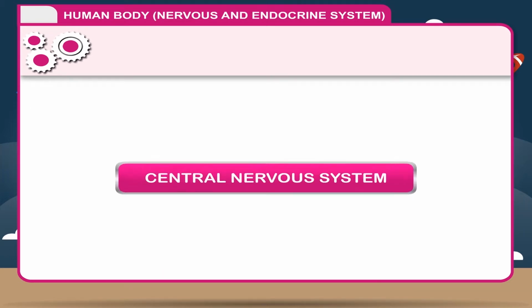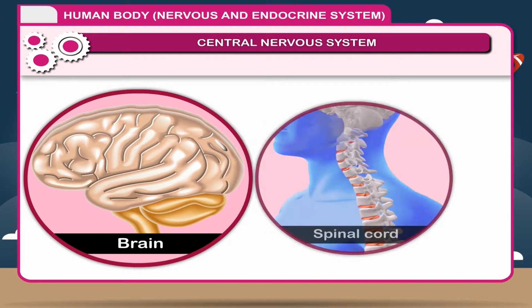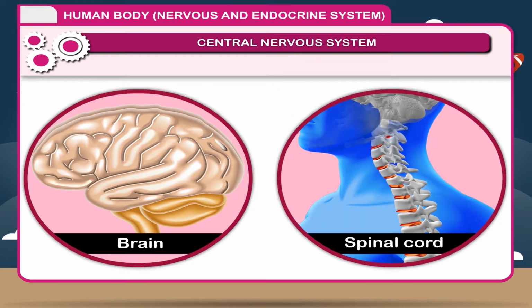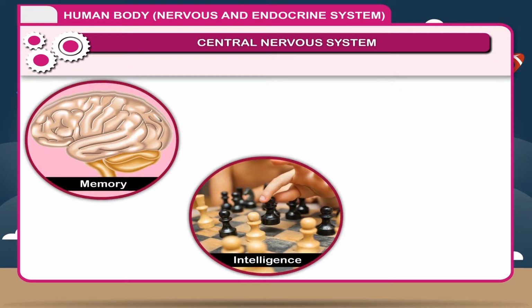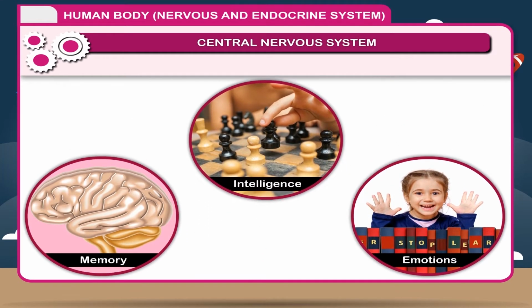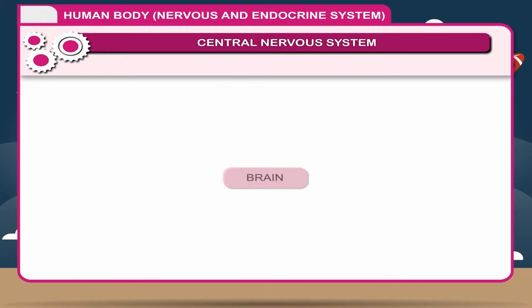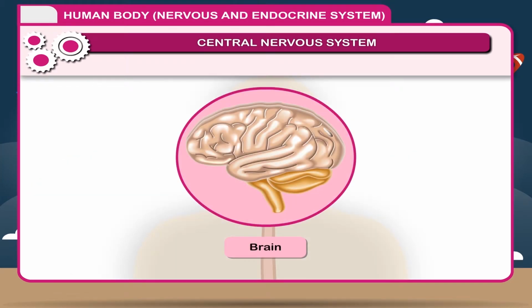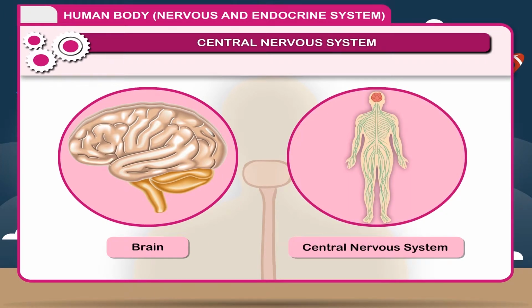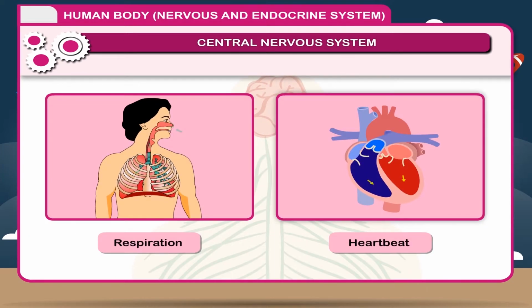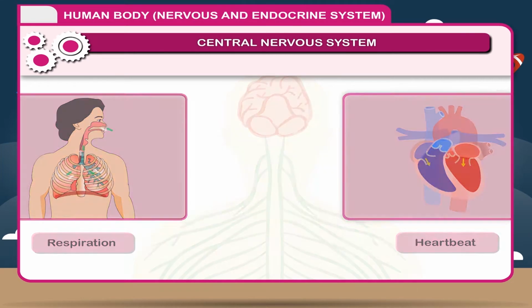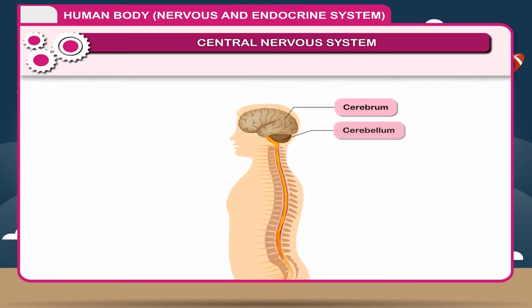Central nervous system. It includes the brain and the spinal cord. It processes and coordinates all the activities of humans. Memory, intelligence, and emotions are governed here. Brain. Brain is the vital and delicate part of the central nervous system. It is situated within the skull. Brain controls the vital activities for the survival of human. The brain has following three parts: cerebrum, cerebellum, and medulla oblongata.